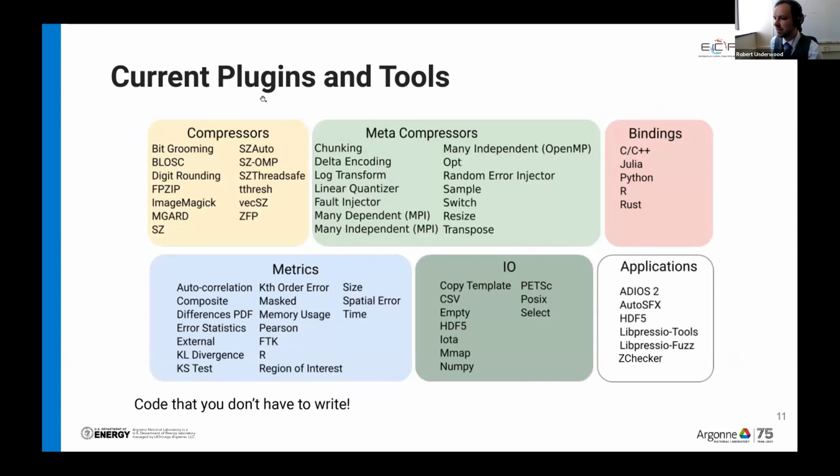This is a slightly outdated, but still pretty useful overview of many of the different compressors, metrics, bindings, IO systems, and applications that LibPressio already supports. So this represents, as a user or a compression developer, code that you don't have to write. That means you can focus on things that are more interesting to you, like achieving scientific results and publishing papers, rather than the minutia of how to distribute this using MPI or implement parallel compression with OpenMP.